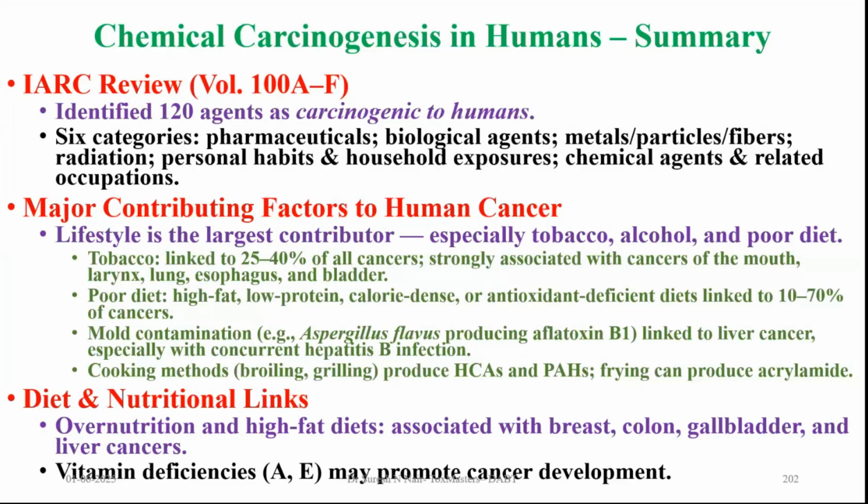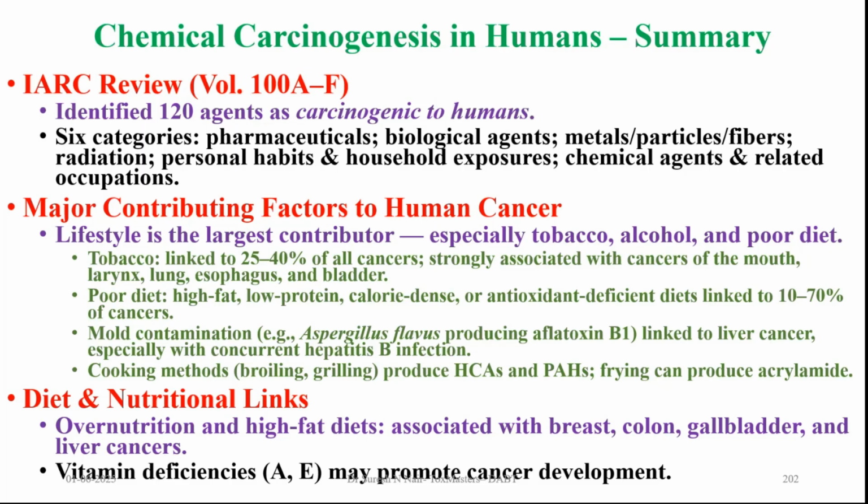Okay, it includes tobacco, poor diet, and mold contamination, Aspergillus, which will produce aflatoxin, a carcinogen. Then cooking methods can produce polycyclic aromatic hydrocarbon agents and such things. Then diet and nutrition. In all other diseases, we expect an increase in disease occurrence with a poor quality or poor quantity diet.